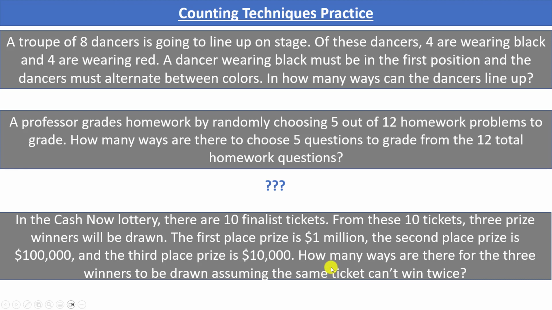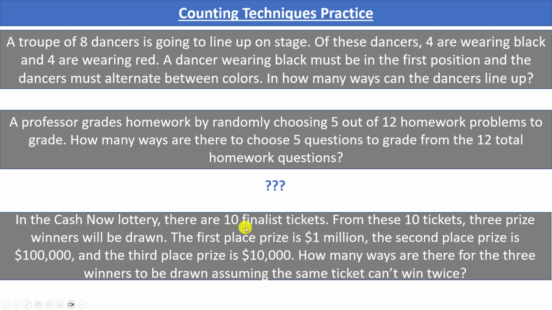So in this case, the order is going to matter, right? Because if I choose one person to win $1 million and a different person to win $100,000, switching those around would be a different outcome. So therefore, the order does matter, and I don't have replacement because the same ticket can't win twice. So this is going to be a permutation.